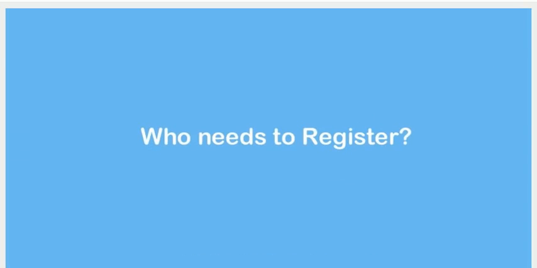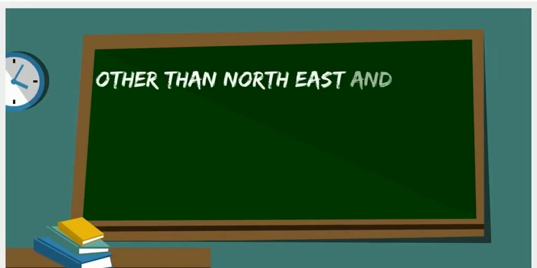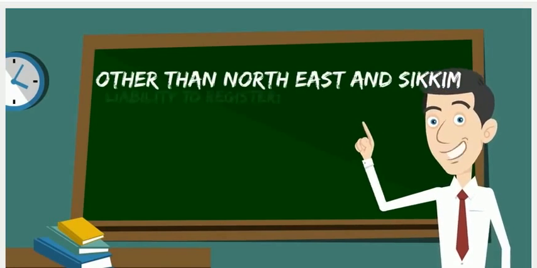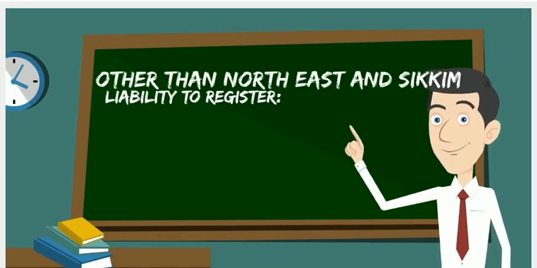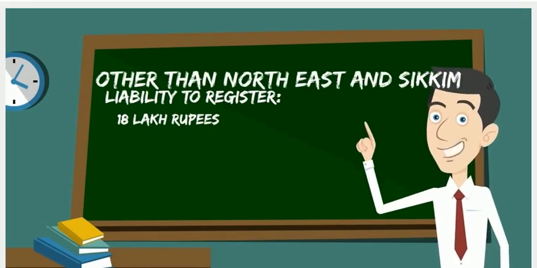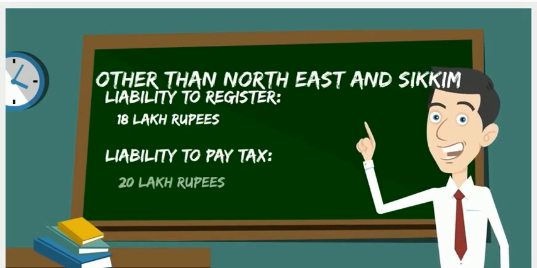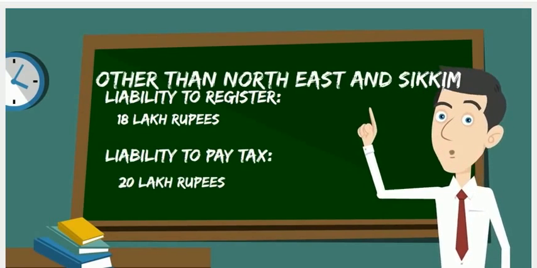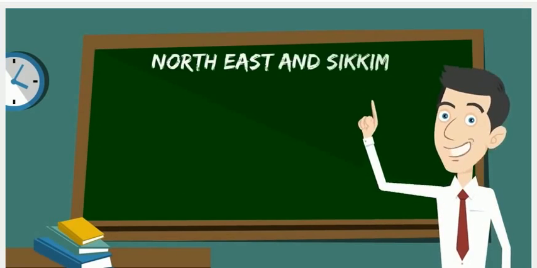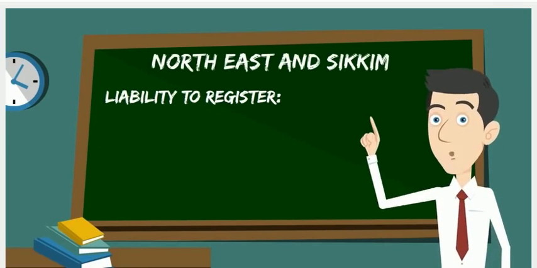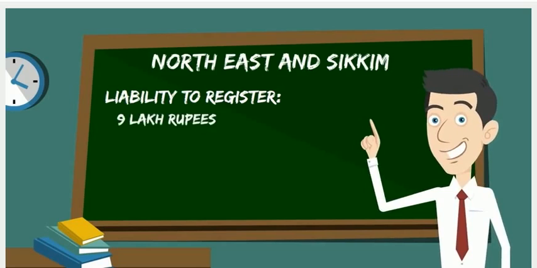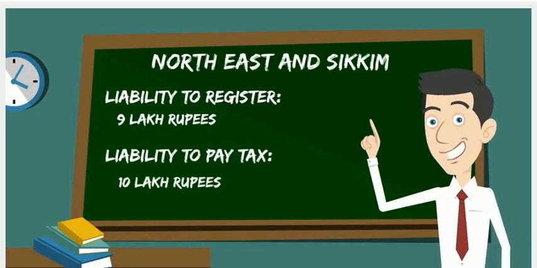If you are a supplier in states other than Northeast or Sikkim, it is compulsory for you to register for GST when your aggregate turnover exceeds a threshold limit of 18 lakh rupees. However, you are not liable to pay tax until your aggregate turnover exceeds 20 lakh rupees. If you are a supplier in Northeast or Sikkim, you have to register when the turnover exceeds a threshold limit of 9 lakh rupees. However, you are not liable to pay tax until your aggregate turnover crosses 10 lakh rupees.